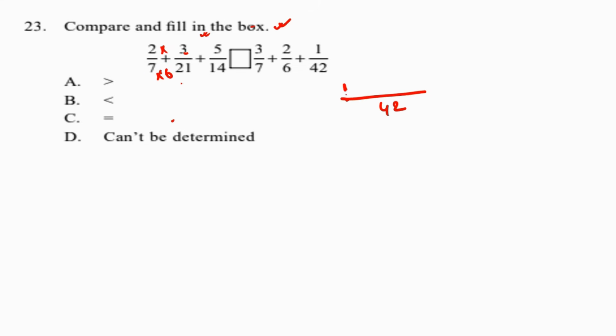So 2 sixes are 12, plus 21 twos. So 3 twos are 6. 14 threes, so 5 threes are 15. 12 plus 15 plus 6 would be 33 by 42.